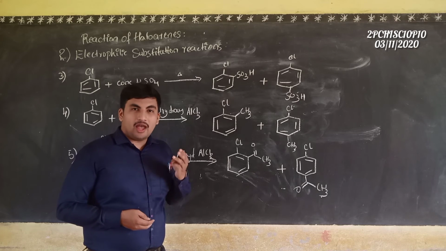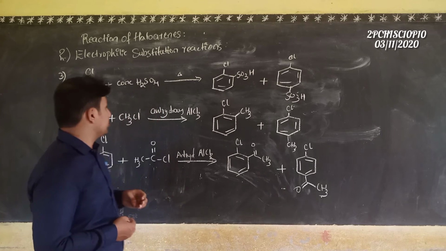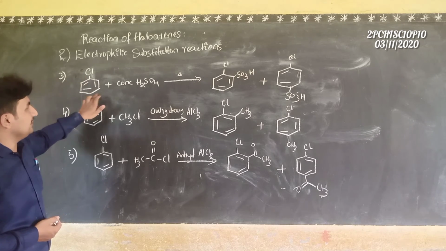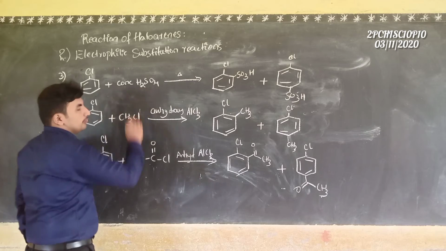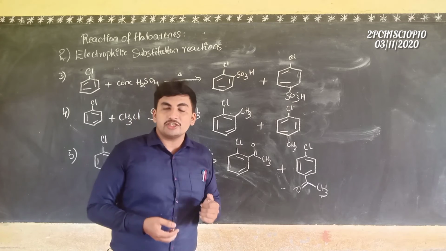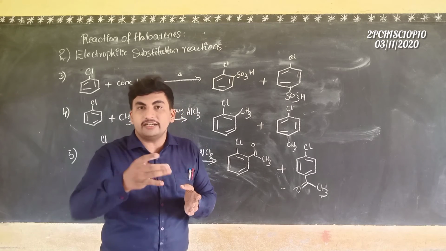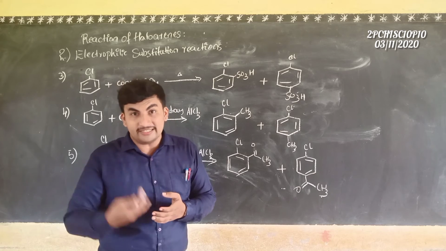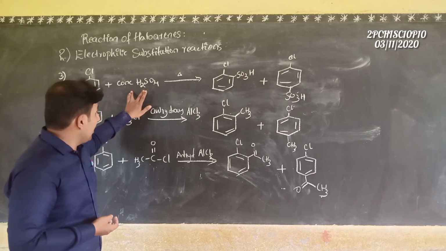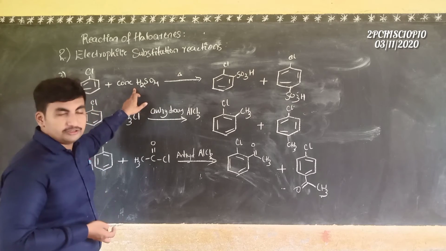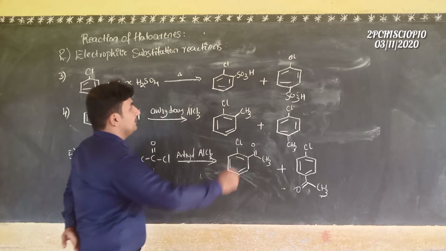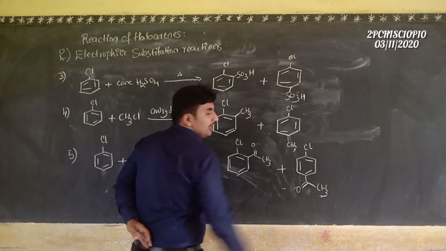Now let us study another electrophilic substitution reaction. See, the reactant is common here, chlorobenzene. Chlorobenzene is treated with concentrated sulfuric acid. In the previous reaction we studied nitration, with the nitrating mixture of concentrated sulfuric acid and concentrated nitric acid. But here the chlorobenzene is heated with concentrated sulfuric acid only. A mixture of two products is formed. One is at ortho position and one is at para position.